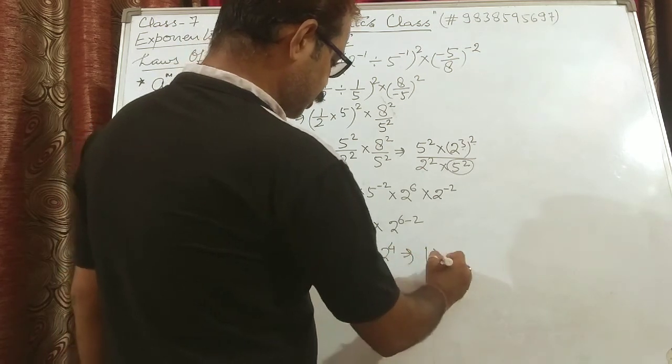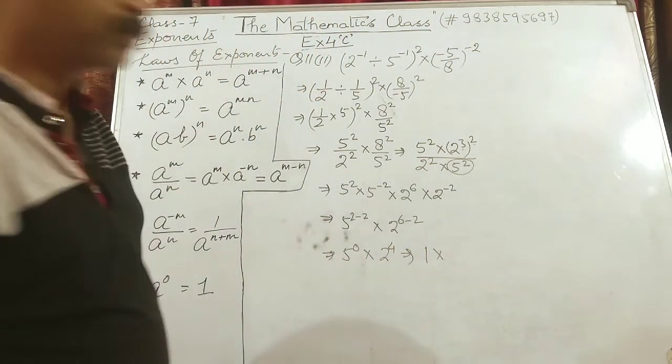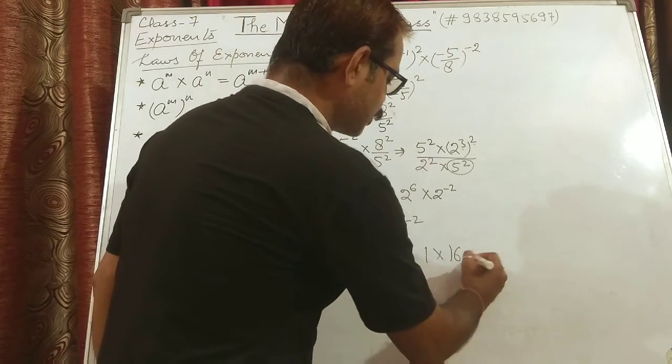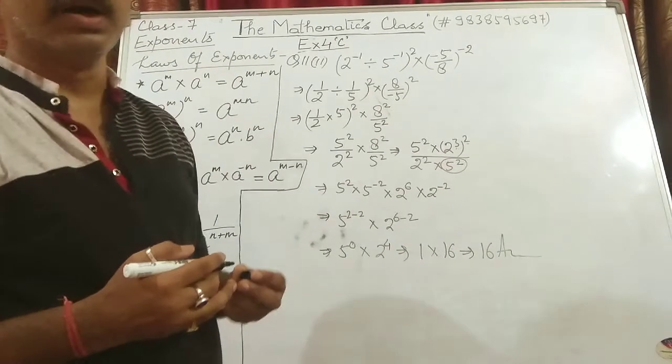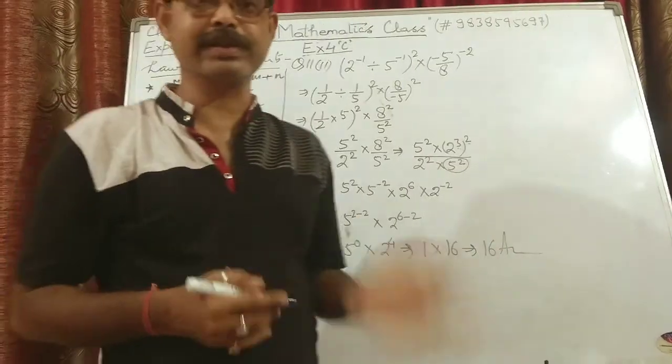Something to the power 0 is 1, and 2 to the 4 is 2, 4, 8, 16. 16 into 1, so the final value is 16. That is the final value. Now we have finished this exercise.